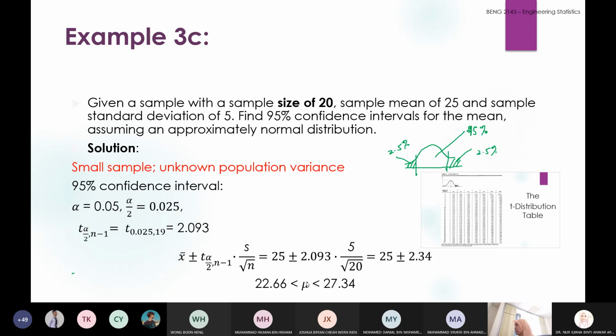This is the confidence interval for the population mean under a 95% confidence level. This is the interval of the population mean. The population mean has the confidence interval of 95%. Okay?